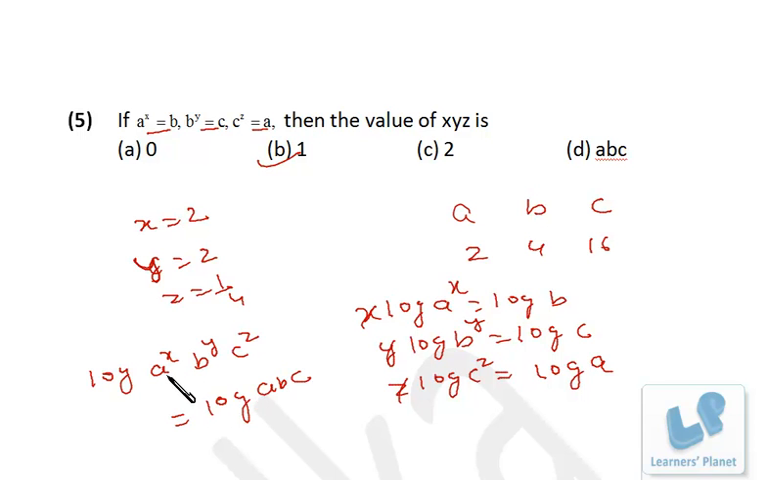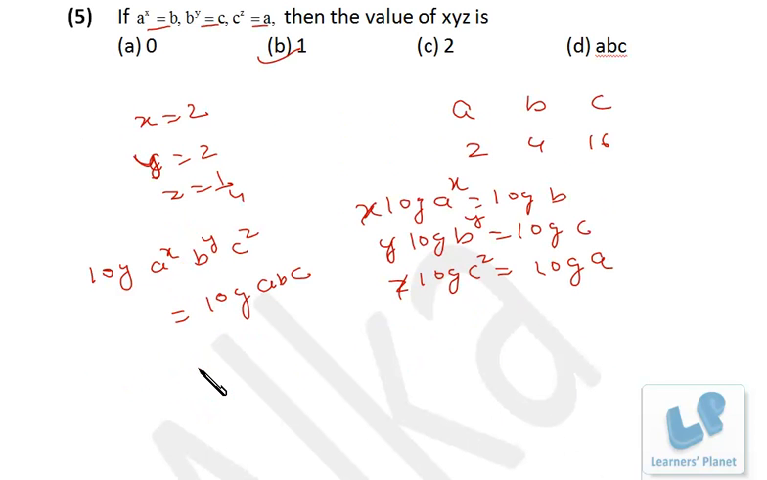See, if you take this anti-log of both the sides, so what would happen? A raised to x into b raised to y into c raised to z will be abc, right? So this 1 1 1, that means x1 y1 z1, that means x into y into z will be 1 only. Okay, so this is also how you can solve, and this will be the easier method.